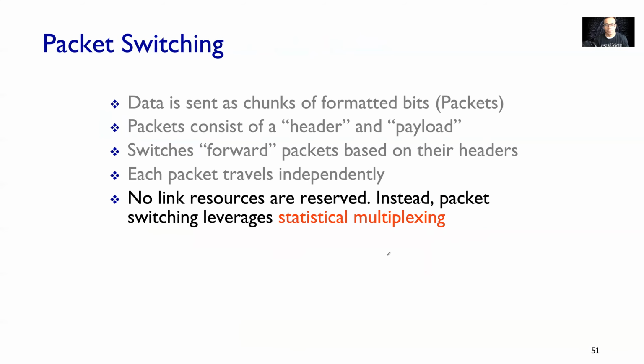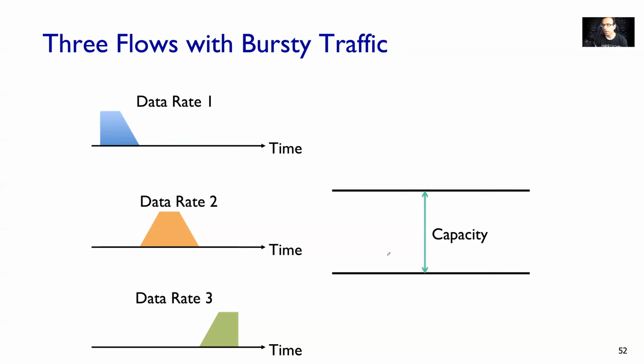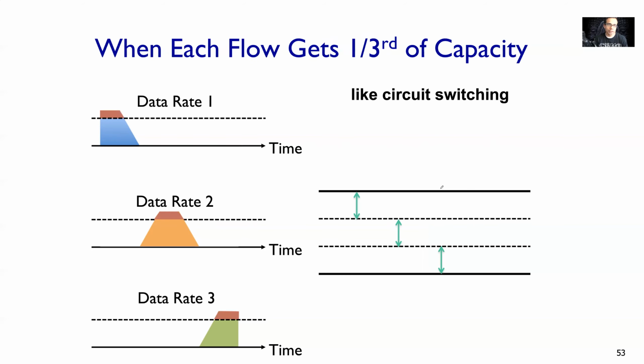So let's look at this hypothetical example. Let's imagine we have three source nodes trying to send packets on a single outgoing link. This picture shows you the traffic that's generated by each of those flows. This particular flow generates a small burst of packets here, and then it's silent. This one generates a burst of packets here, then it's silent, and this one generates a burst of packets here, and it's silent. And let's imagine that's the capacity of the outgoing link.